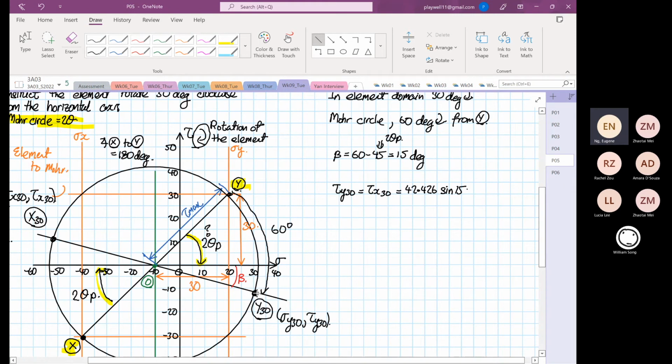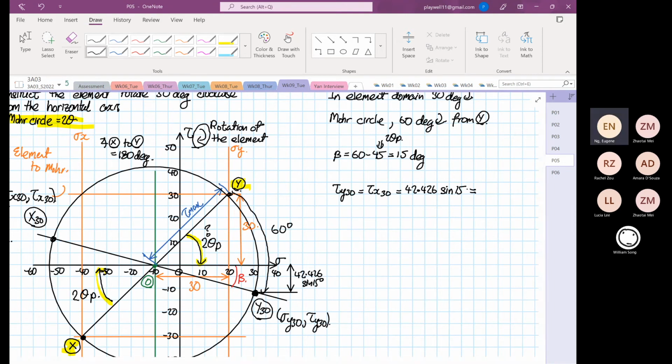So if I draw a horizontal line over here, right? And hold on. If I were to construct a horizontal line over here, and then this distance from the axis over here is equal to 42.426 sine 15 degrees, right? So the shear stress, sine 15 times 42.426 is equal to 10.98 megapascal. Let me do it again. 42.426 times sine 15 is 10.91.